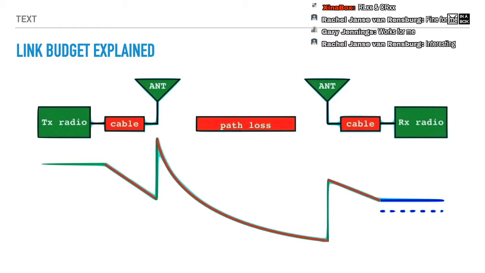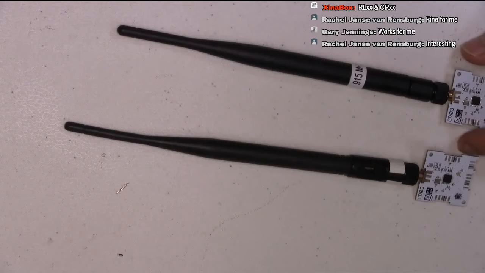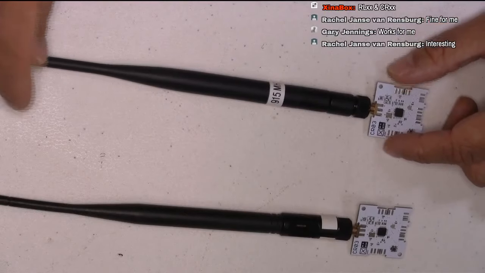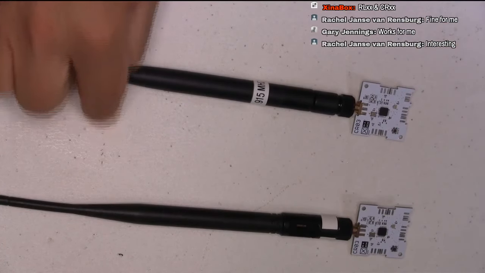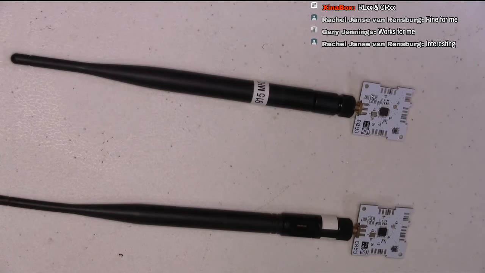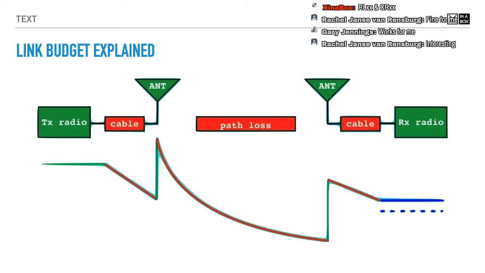And then there's a path between the two antennas, you know, like there's stuff in between. And then there's, of course, the antenna on the radio on the other side. And then there's maybe a cable in between. And then there's a radio that receives. So if we look at this little example here, I have my two radios, and there's a path between them, and we want to figure out, how long can this path be?